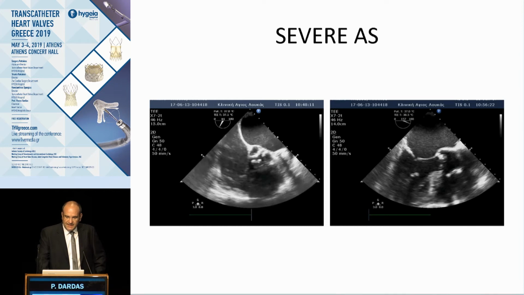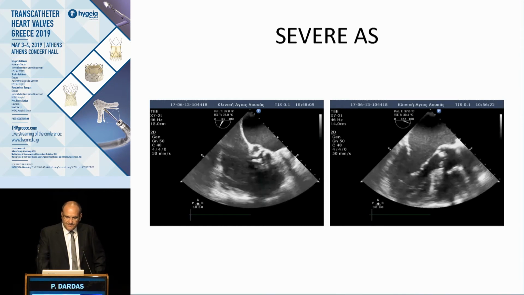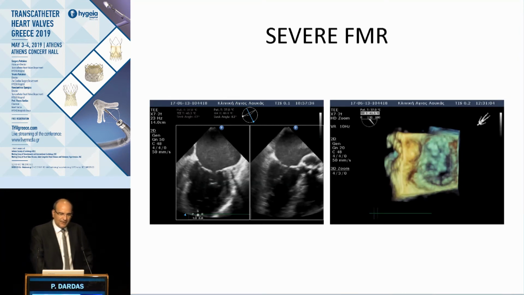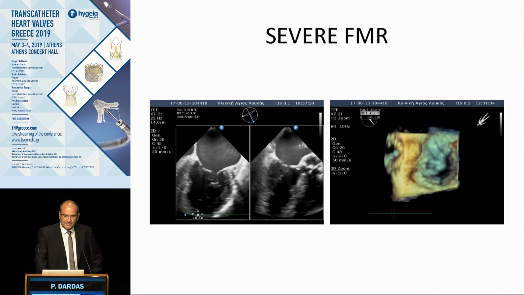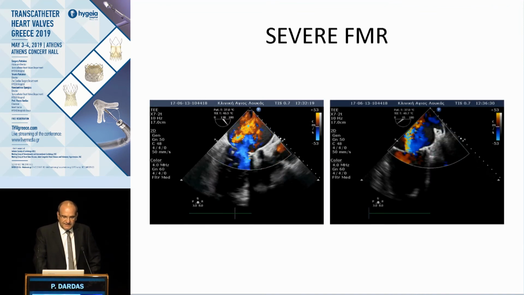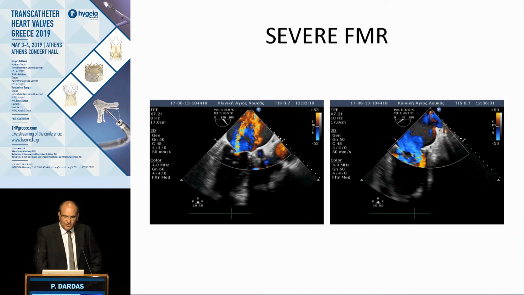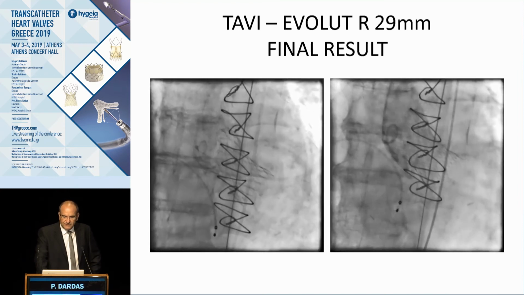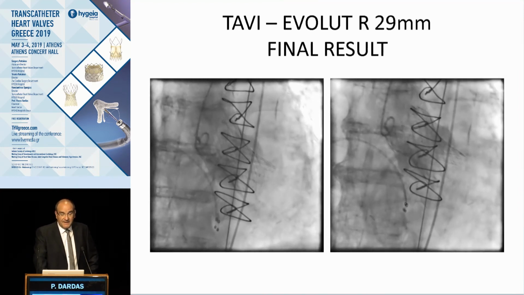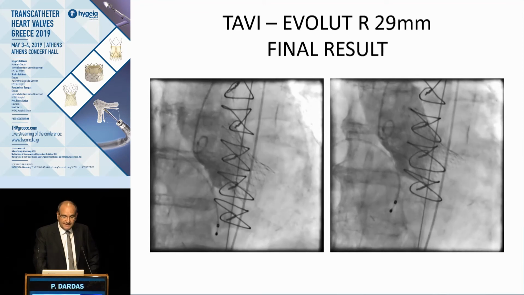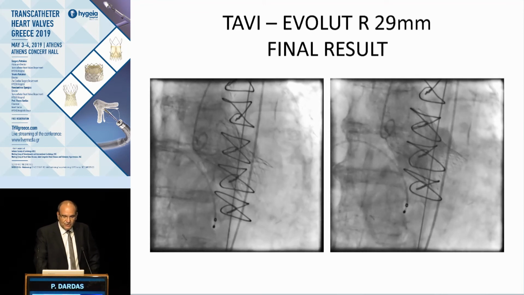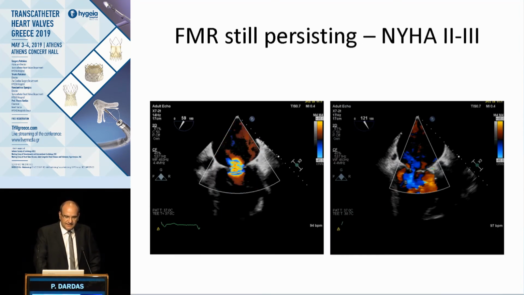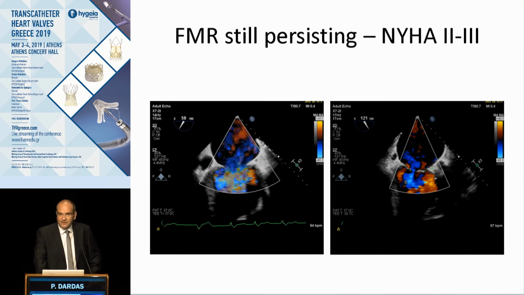And you can see here severe aortic stenosis and the severe ischemic MR with hypokinesis of the posterior leaflet and loss of coaptation. And you can see the mitral regurgitation jet. So he had the TAVI, he had an Evolut R with a very good final result. But the patient remained heavily symptomatic and he couldn't recover from his failure. So you can see the result of the TAVI, but you can see that the mitral regurgitation is possibly a bit worse than it was.